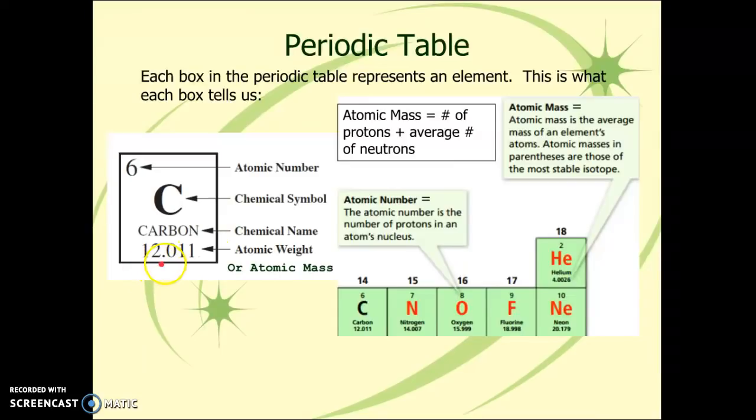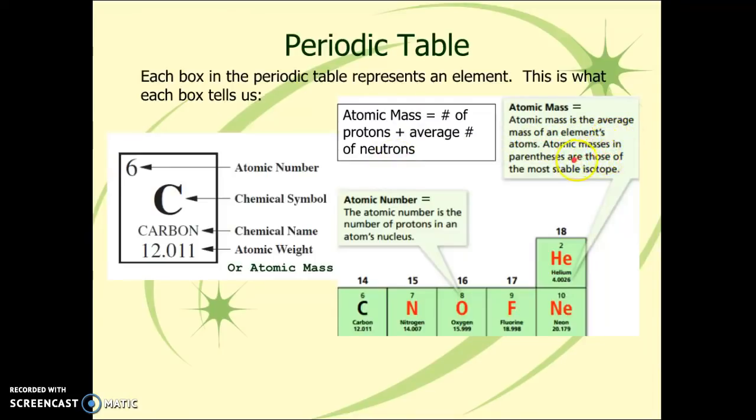Notice that the weight has these decimals on it, and this is just because actually protons and neutrons don't weigh exactly the same amount. We tend to just round them, so occasionally you'll see little decimal numbers on certain periodic tables. Don't worry about that. You don't have to concern yourself. So atomic mass equals the number of protons plus the average number of neutrons. Atomic mass is the average mass of an element's atoms.